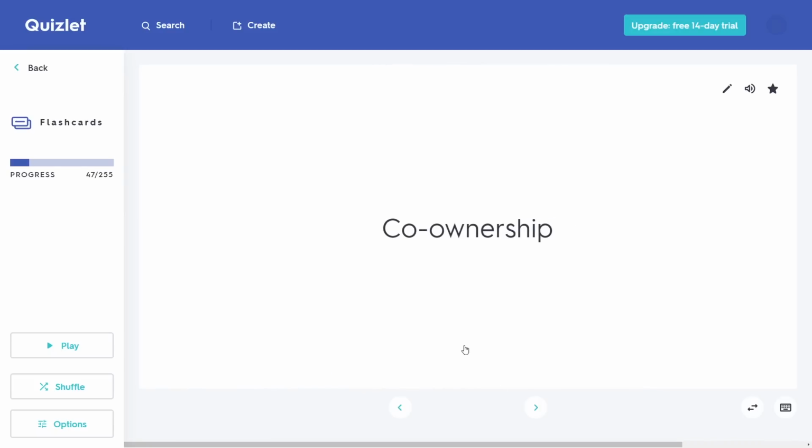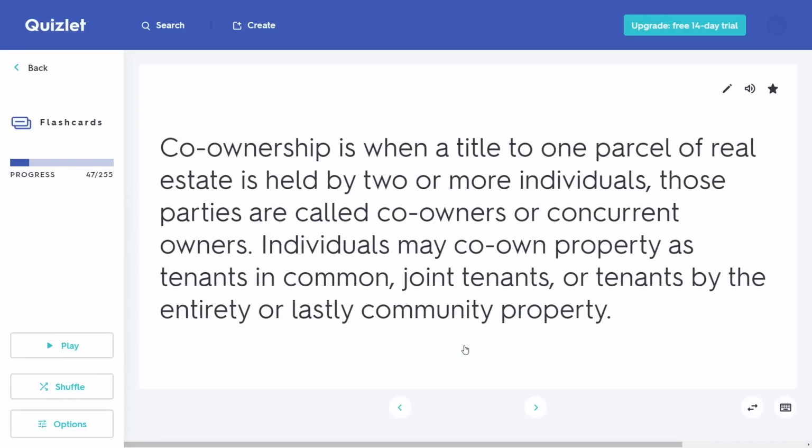So co-ownership. Let me give you guys 2 seconds to think that one over. Okay. Co-ownership is when the title of one parcel of real estate is held by 2 or more individuals. Those parties are called co-owners or concurrent owners. Individuals may co-own property as tenants in common, joint tenants, tenants by the entirety, or, of course, community property.